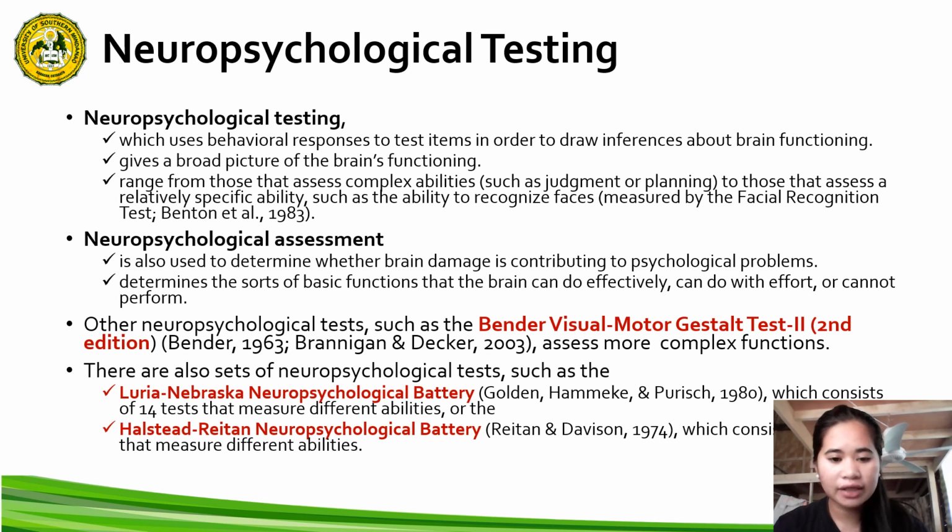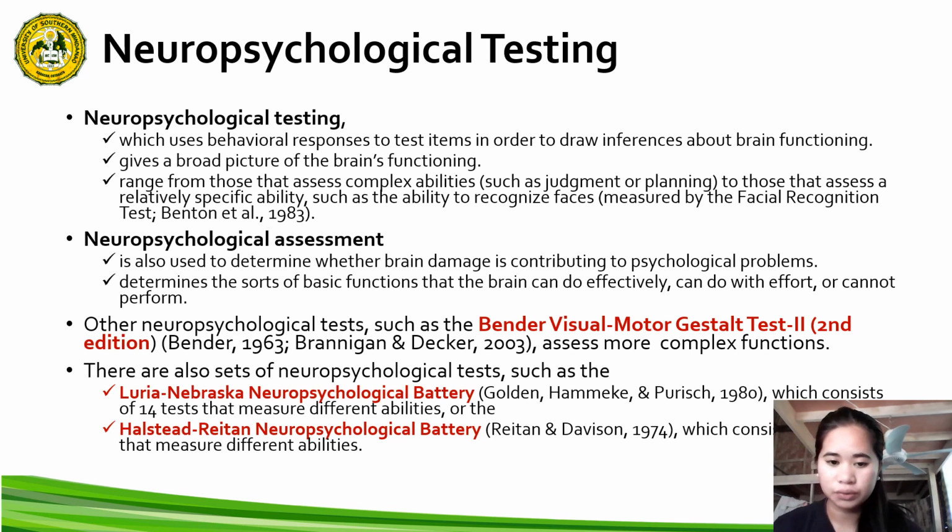Some other neuropsychological tests are the Bender Visual Motor Gestalt Test, the Luria-Nebraska Neuropsychological Battery, and the Halstead-Reitan Neuropsychological Battery. The Bender Visual Motor Gestalt Test 2, or the second edition, is a psychological test used by mental health practitioners that assesses visual motor functioning, developmental disorders, and neurological impairments in children ages 3 and older and adults.